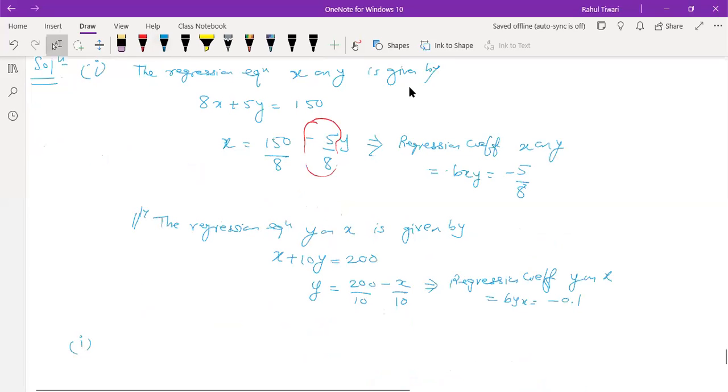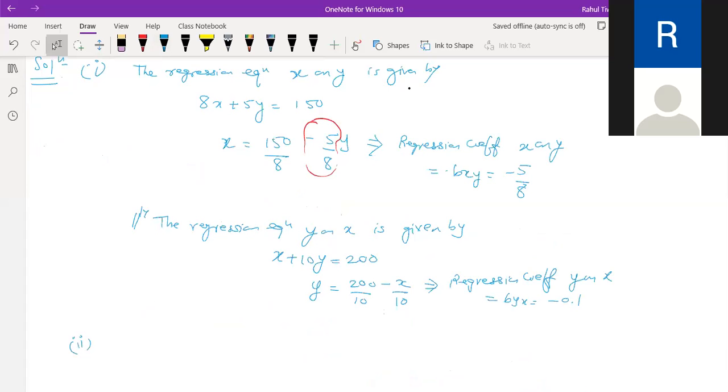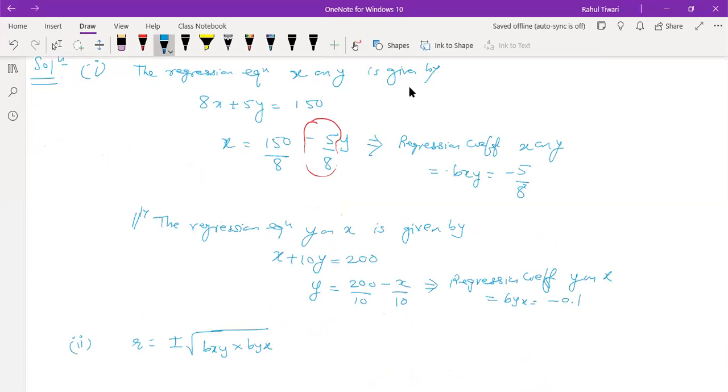In the second part, they are saying it is a correlation coefficient. Make sure that it is the correlation coefficient, not coefficient of correlation. So which is r, which is nothing but plus minus square root of bxy into byx. Now, whether you have to consider plus or minus, how do we decide?